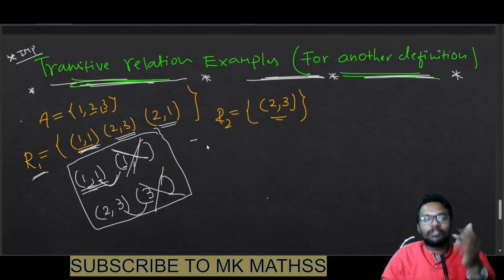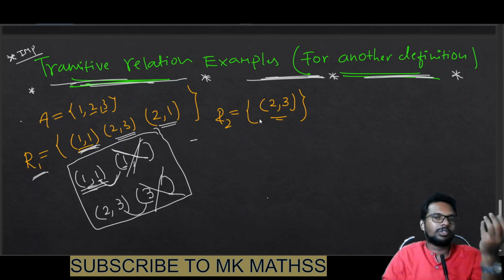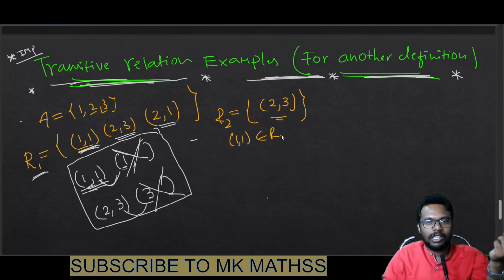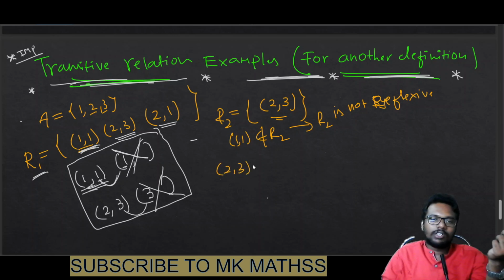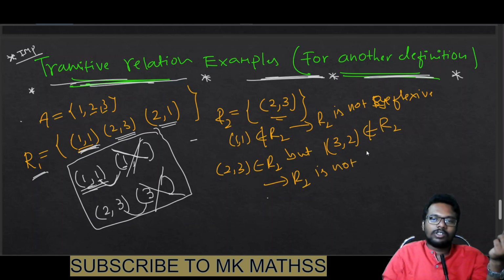So let's check for reflexive. To satisfy reflexive, there should be (1, 1), (2, 2), (3, 3). There is no (1, 1), (2, 2), (3, 3) here. So (1, 1) does not belong to R2, which means R2 is not reflexive. Now if you take (2, 3), which belongs to R2, but if I reverse this ordered pair, (3, 2) does not belong to R2, then this R2 is not symmetric.